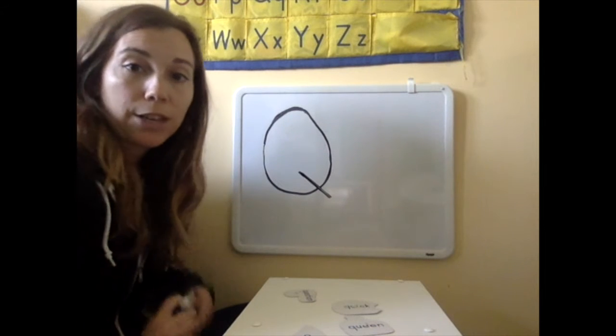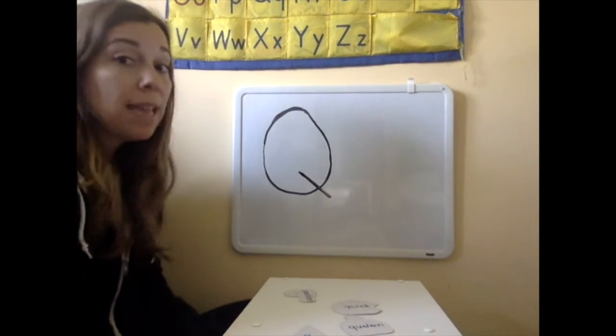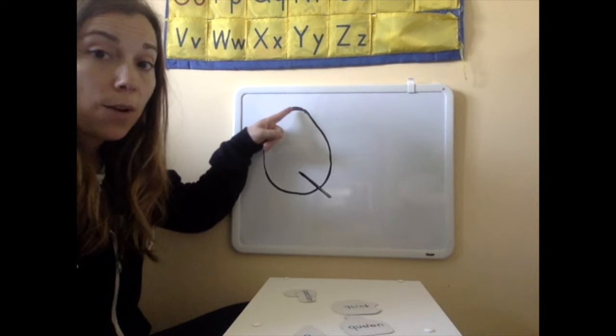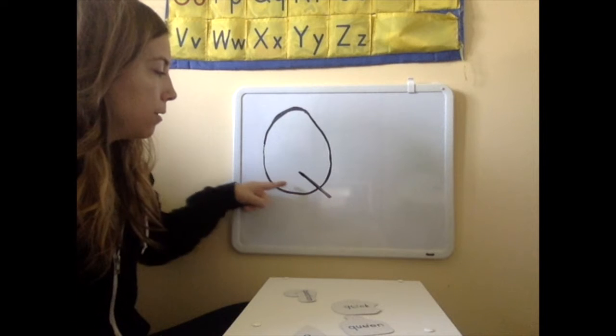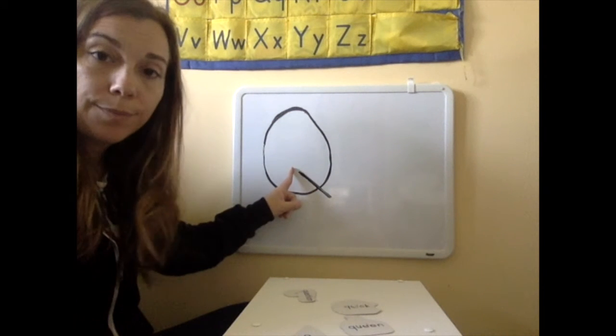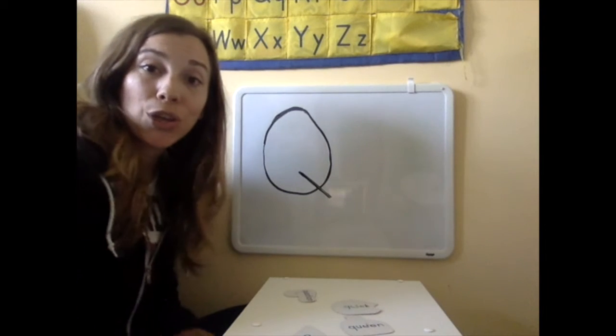This is the capital letter Q. Can you make the capital letter Q with me? Get out your magic finger. Let's start at the top. Go around. And now make the line. Very good. That is capital Q.